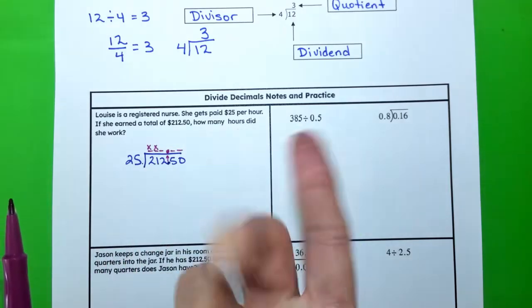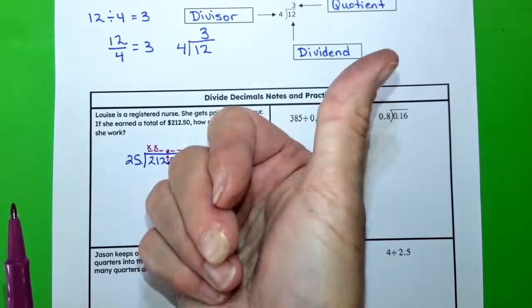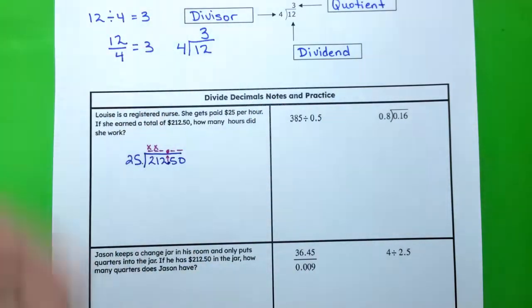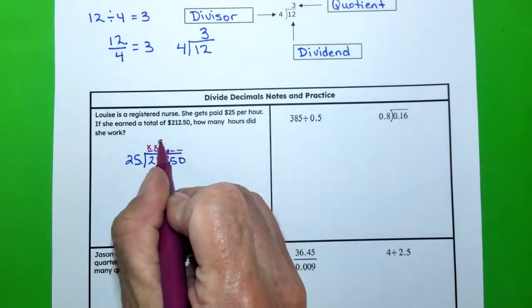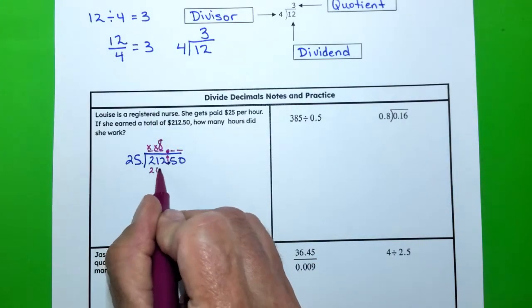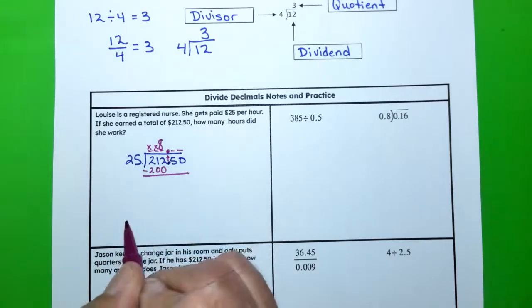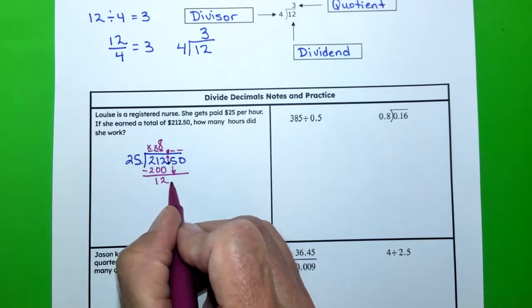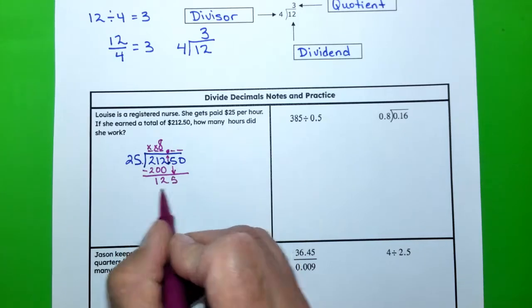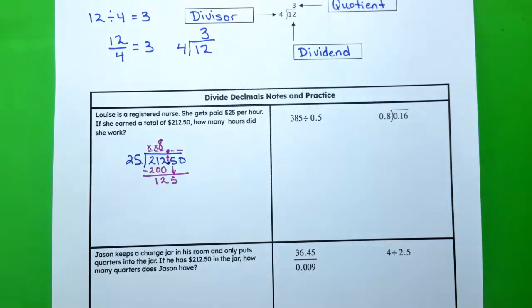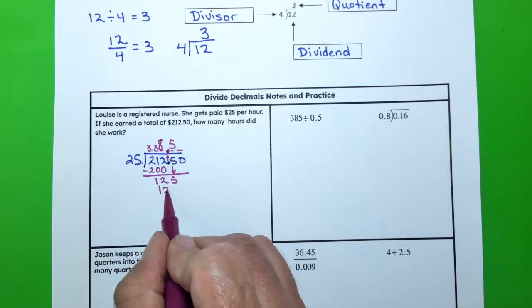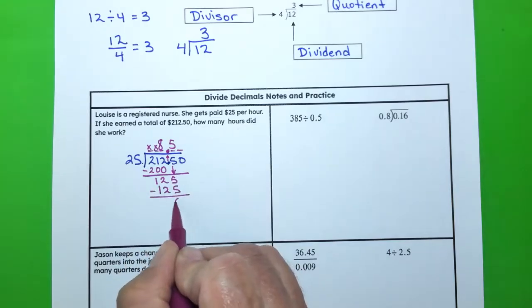Well, let's see. 25, 50, 75, 100, 125, 150, 175. Oh, I got ink. 200. So that looks like I can fit 8 25s into 212, and that gives me 200. When I subtract, I have 12 left over. Bring down the 5. The decimal's already up. I don't have to worry about it. Now, how many 25s fit into 125? 25, 50, 75, 100, 125. So that would be 5 25s, give me 125. Subtract, and I have nothing left.